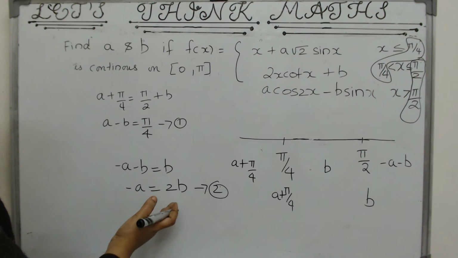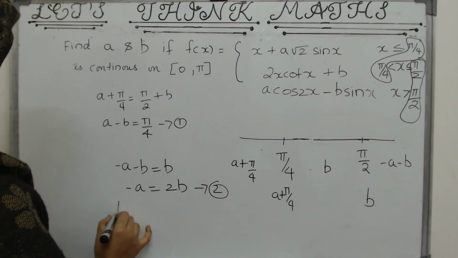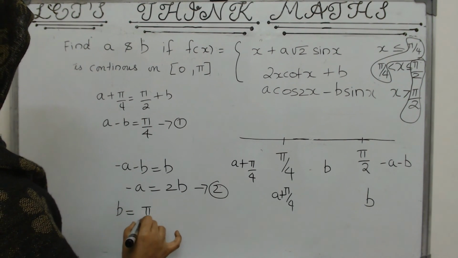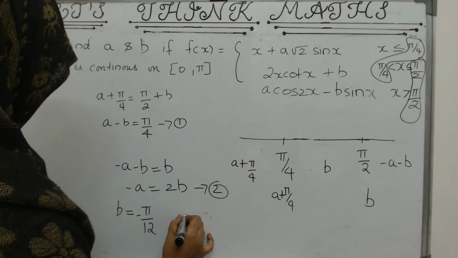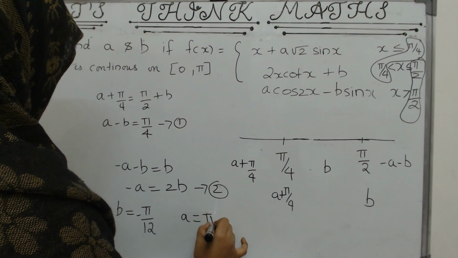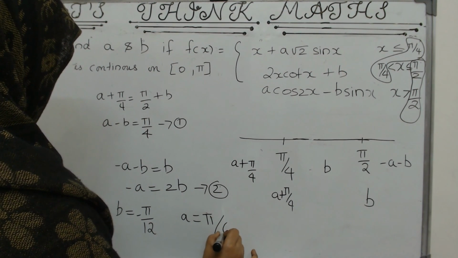Now all you have to do is substitute it here. Then what will you get? You will get b is equal to minus pi by 12. And a will be equal to pi by 6.